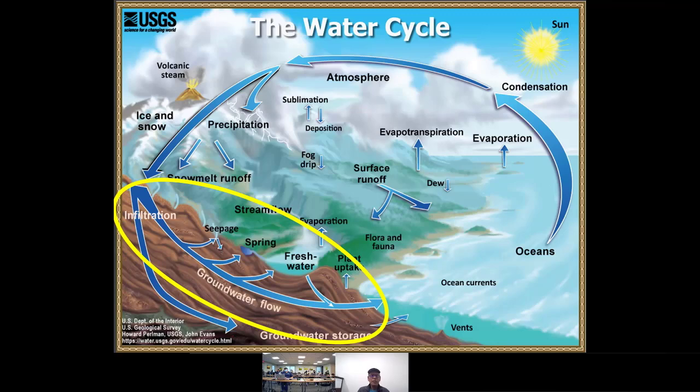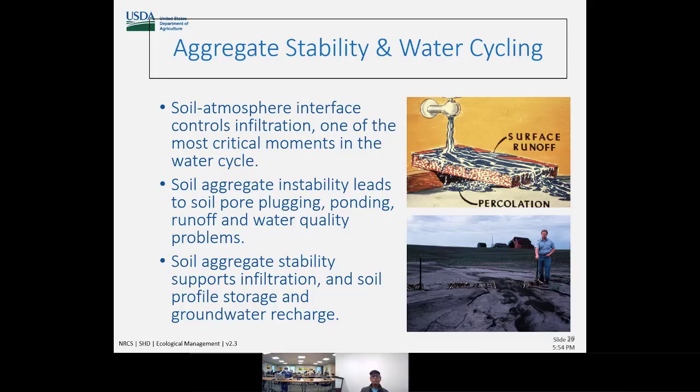So if you are doing a soil health practice, we have more infiltration and there is a groundwater recharge possibility and less runoff. So the clean water is going out of the field to the water body. So the most critical point of the water cycle is what? Aggregate stability.